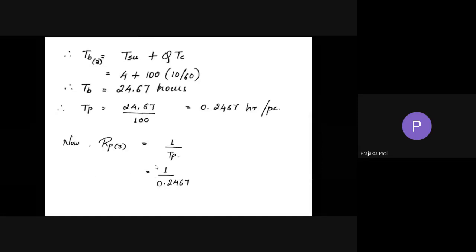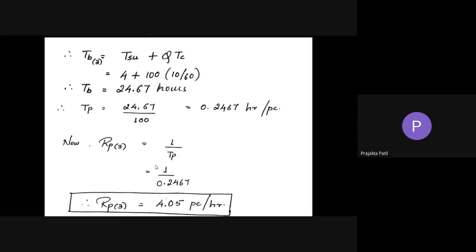Check the units. 4 pieces, ma'am. It will be 4.05. Unit: pieces per hour. Piece per hour; piece or part or unit, anything is okay. So you get this as the answer for production rate.